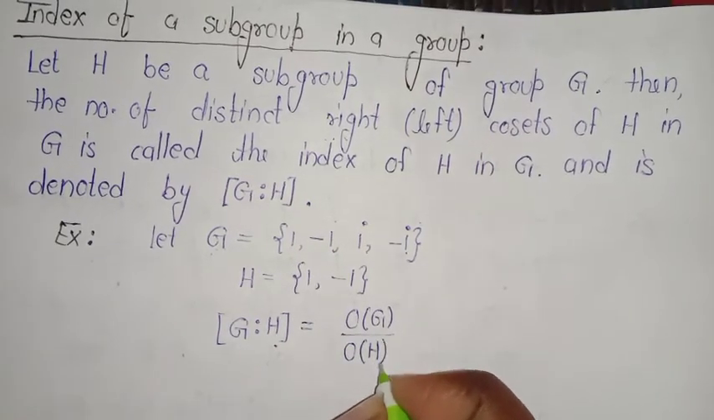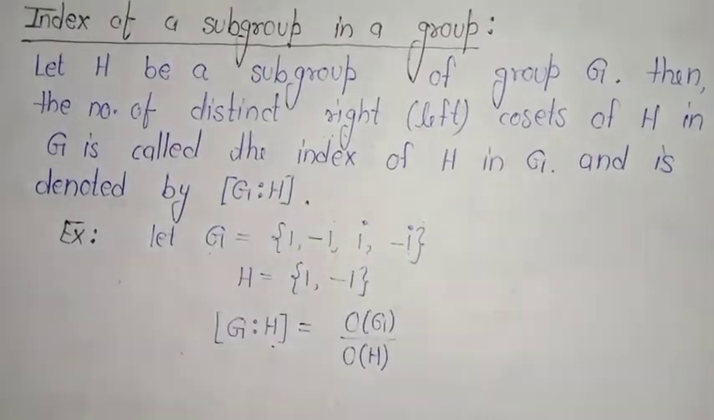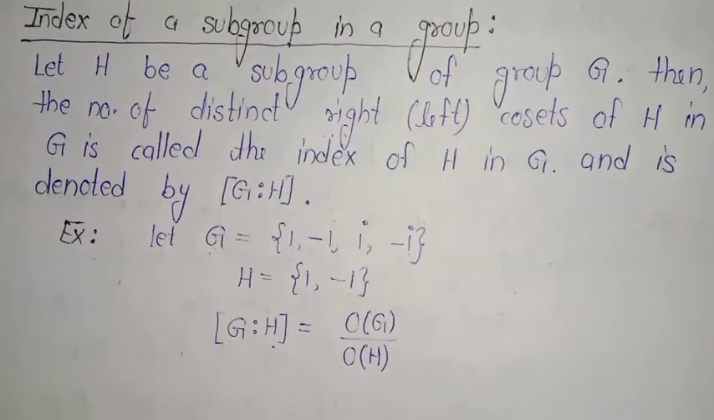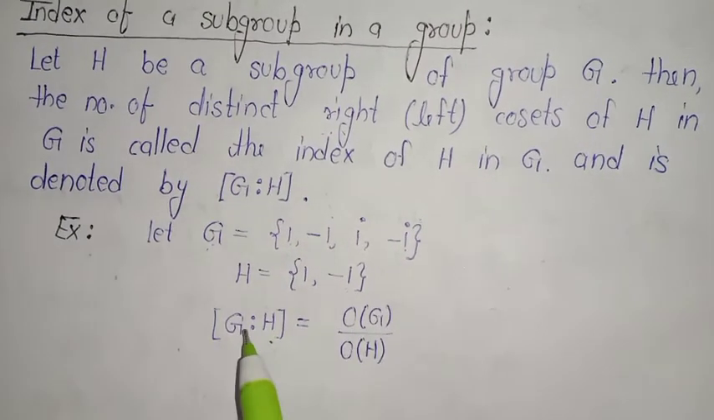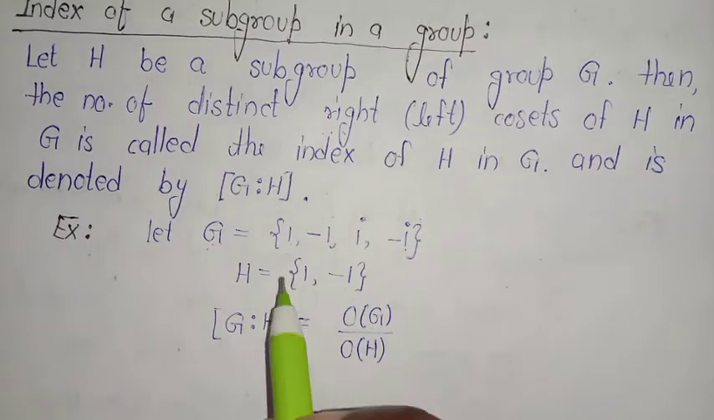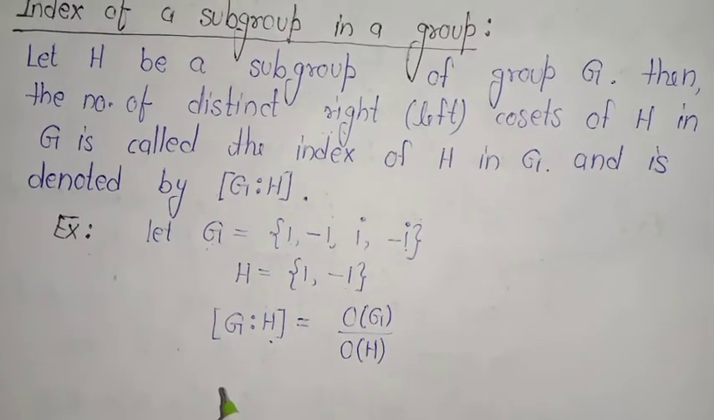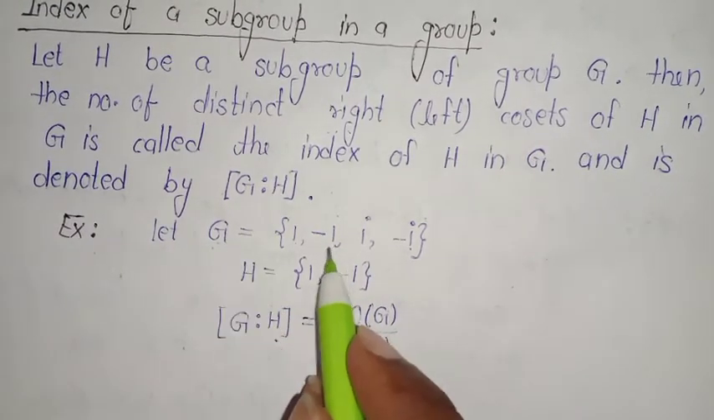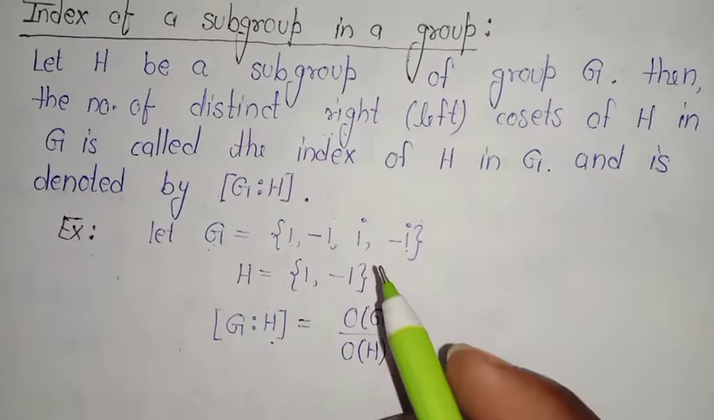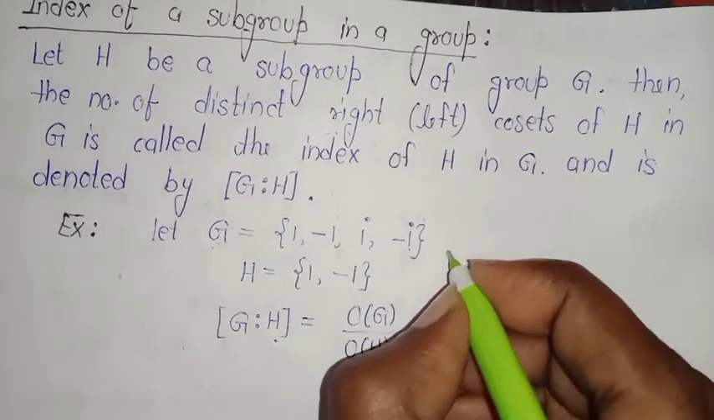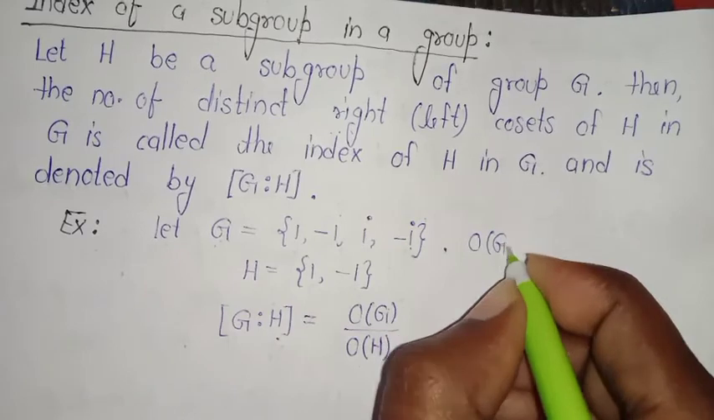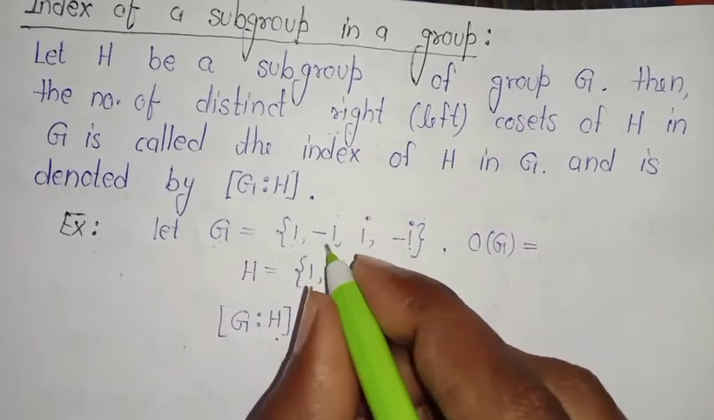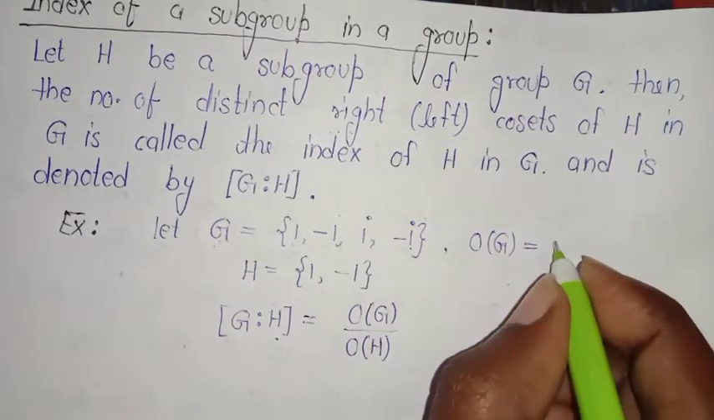So you have no need to find the number of distinct right or left cosets. That is a very long process. If you know the order of the given group, then you can easily find the index of H in G. So firstly we write order of G divided by order of H. The number of elements in any given group is called the order of that group. So order of G in this case becomes 4, because the number of elements in this group is 4.